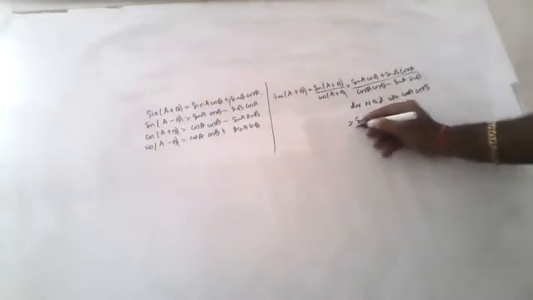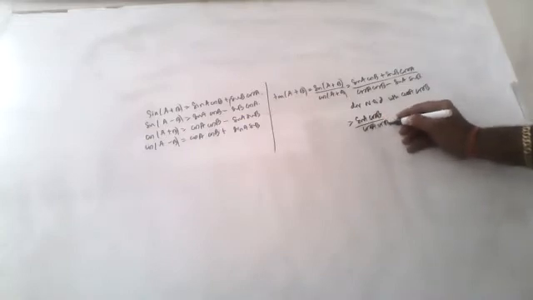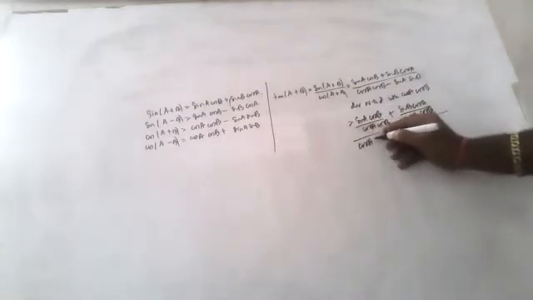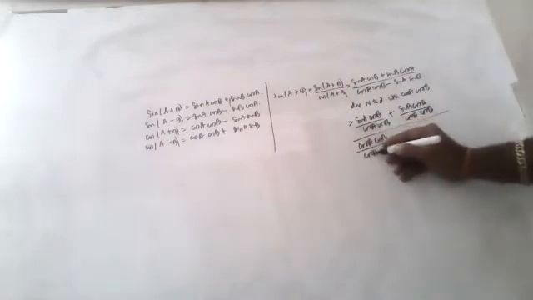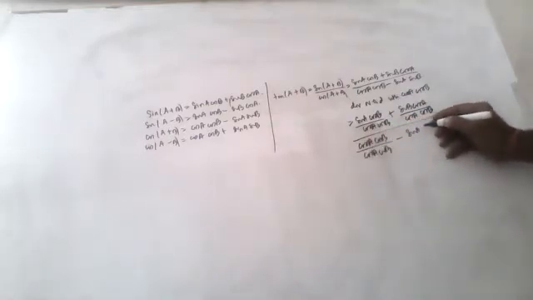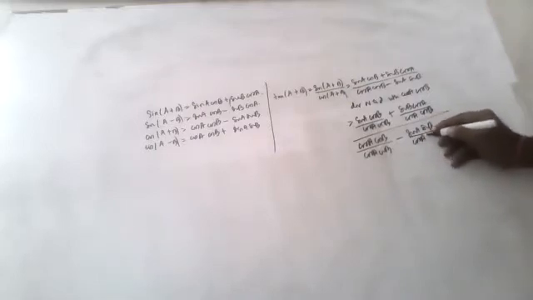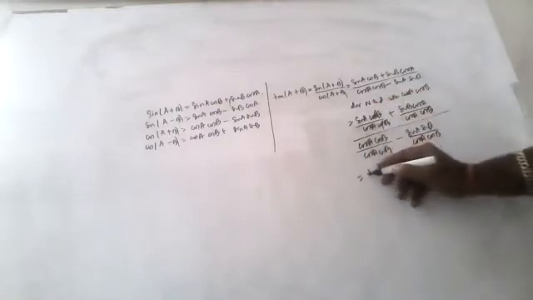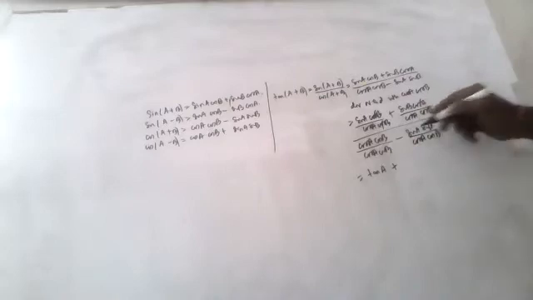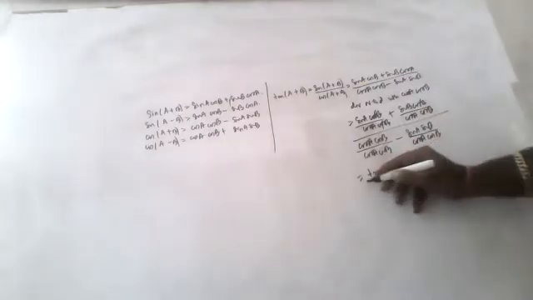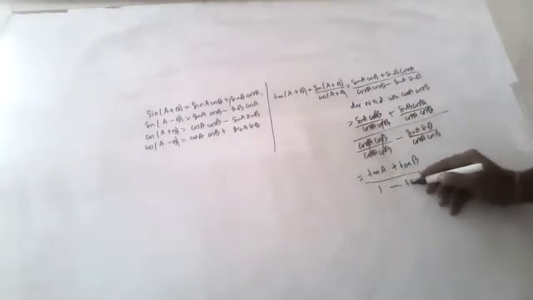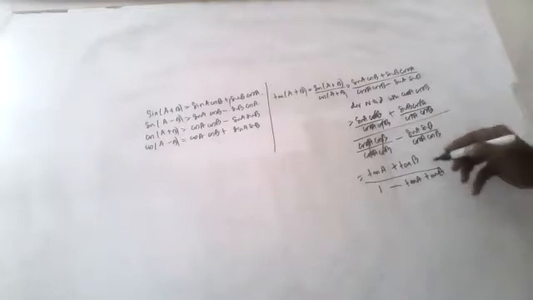Sin A cos B by cos A cos B plus sin B cos A by cos A cos B, over cos A cos B by cos A cos B minus sin A sin B by cos A cos B. Understood, children? So this is gone. What is left over? Tan A. This is gone. What is left over? Tan B. This is gone, 1 minus tan A tan B. That's all. Over.